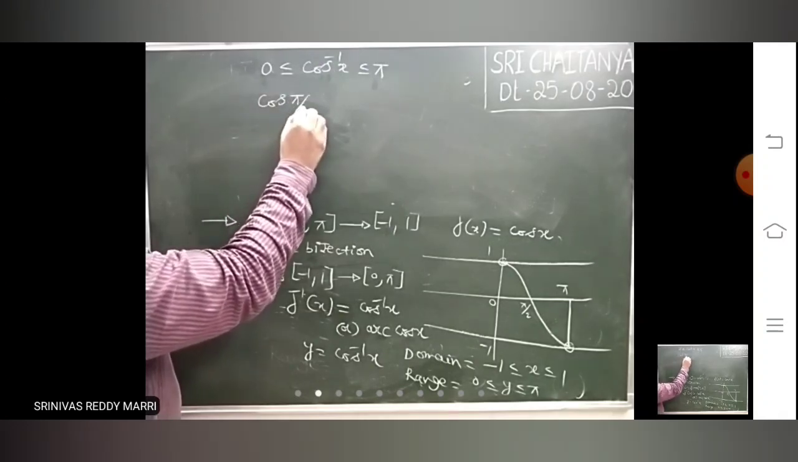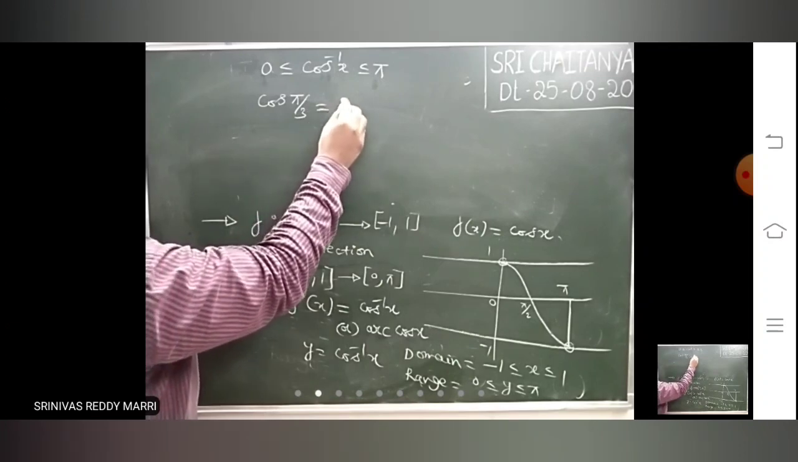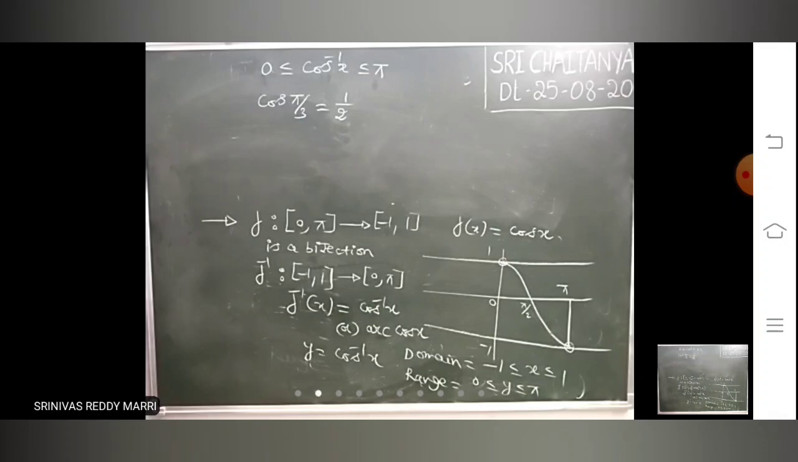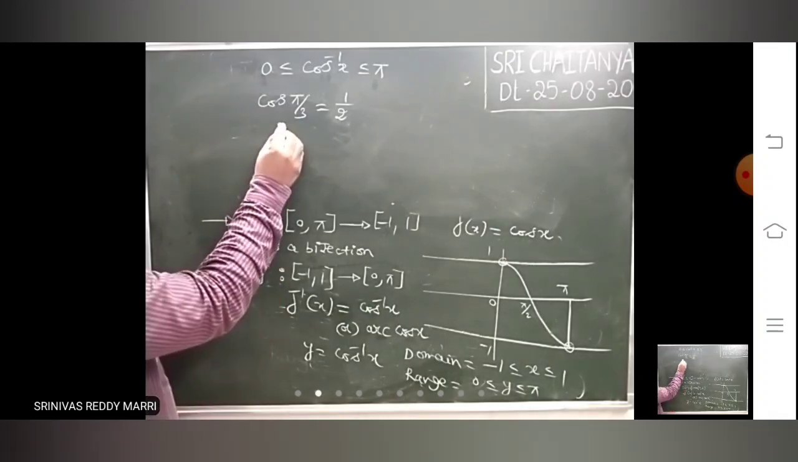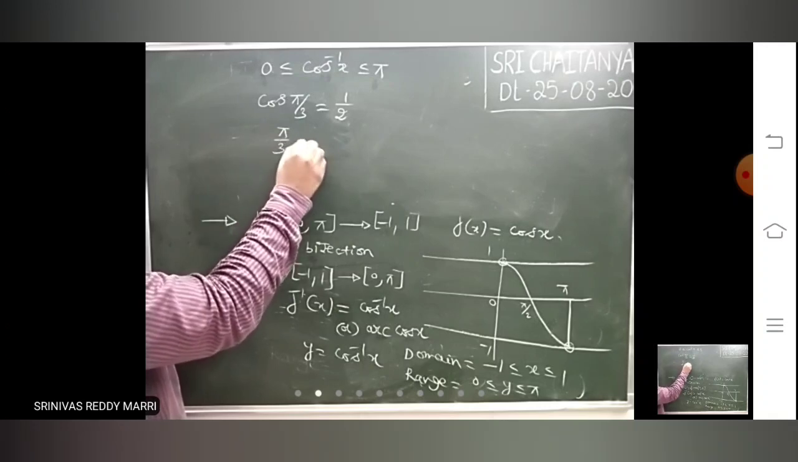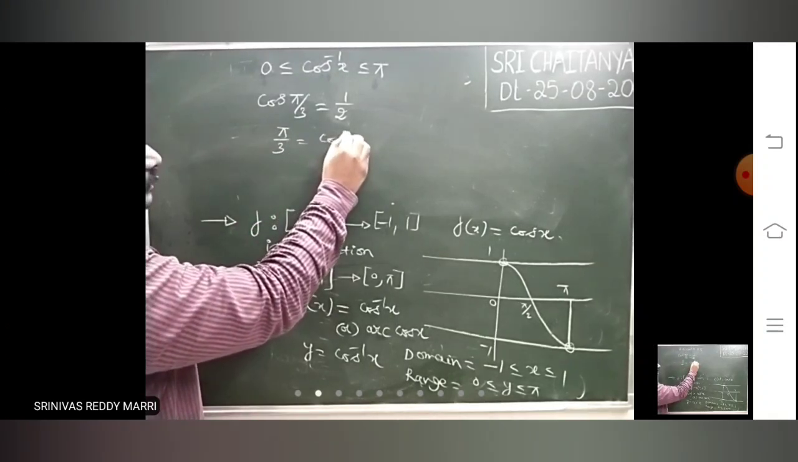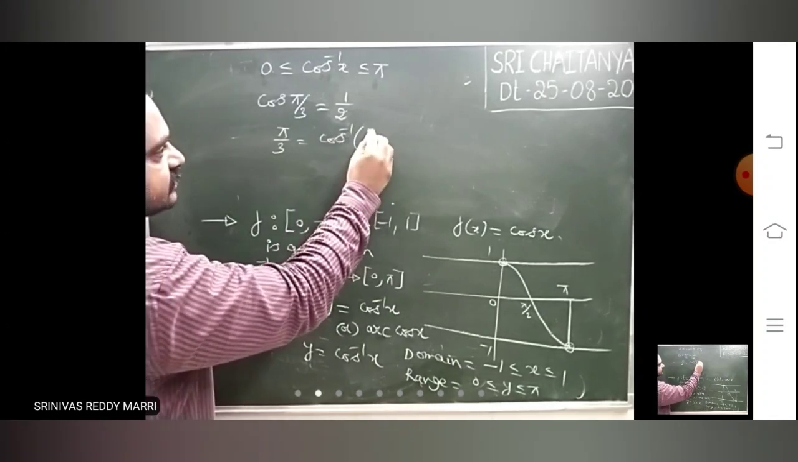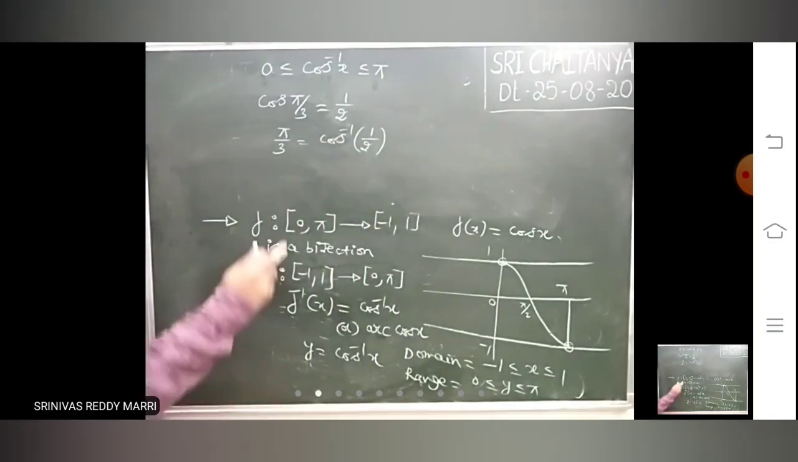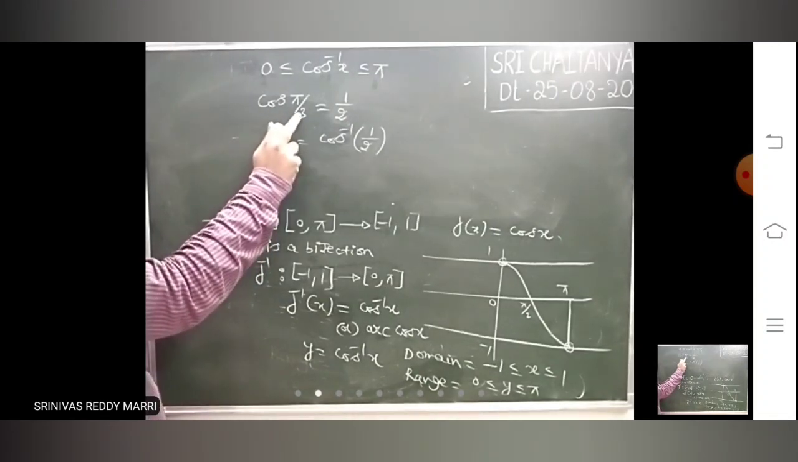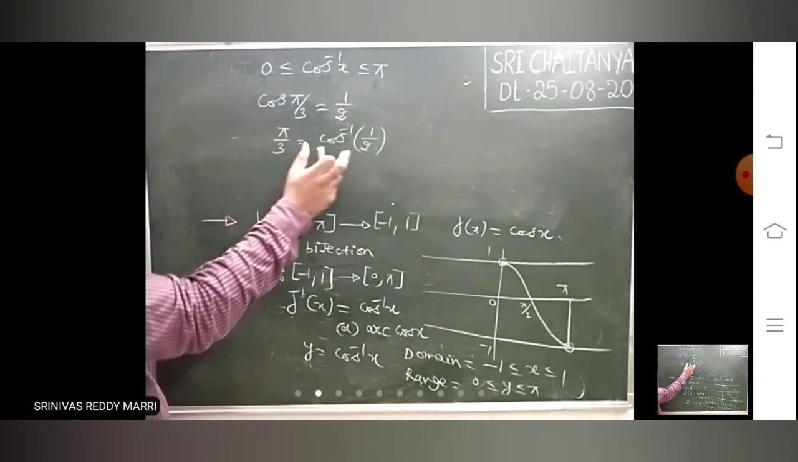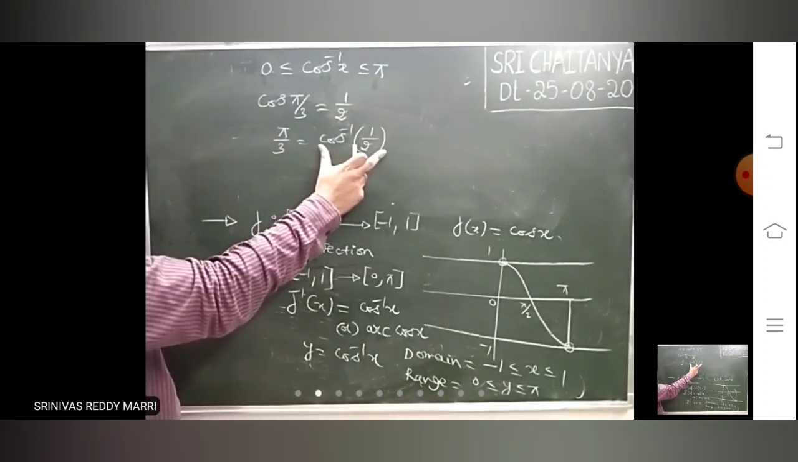Suppose it is like this. Cos pi by 3, its value is nothing but 1 by 2. That means we can write like this: pi by 3 is nothing but cos inverse 1 by 2. Look at cos pi by 3 equal to 1 by 2. Bring cos to that side. Pi by 3 is nothing but cos inverse 1 by 2.